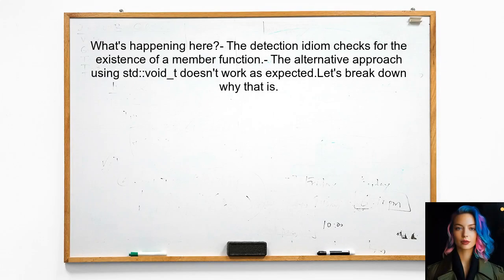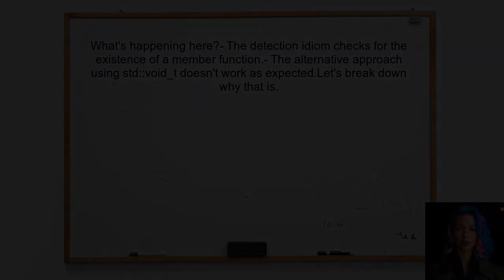So what's happening here? The detection idiom you've shared is a common way to check for the existence of a member function in a type. However, the alternative approach you suggested using std::void_t doesn't work as expected. Let's break down why that is.